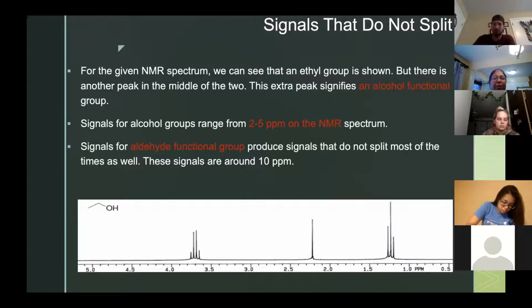But remember, the OH group sometimes can be mistaken for a methine group with no neighbors, okay? So it could be a methine with no neighbors or an OH group. But if the peak is further down, close to 5, then it's more likely to be an alcohol than a methine group, okay?